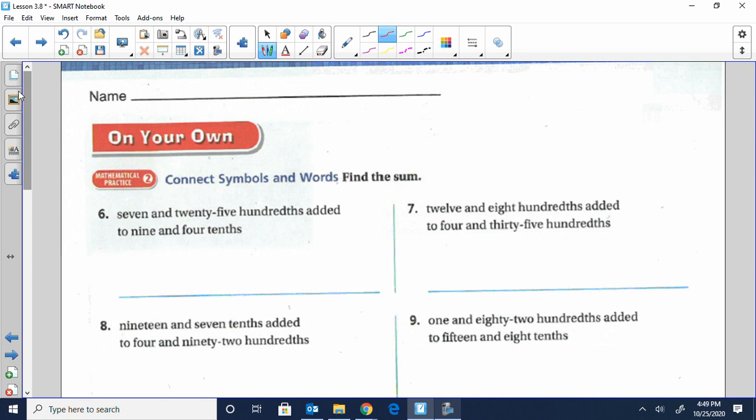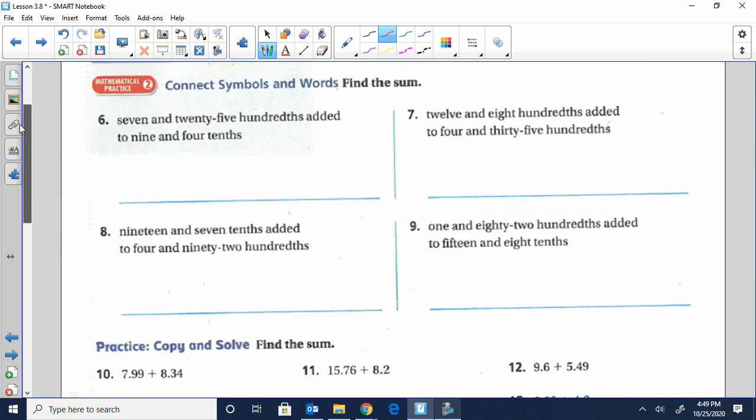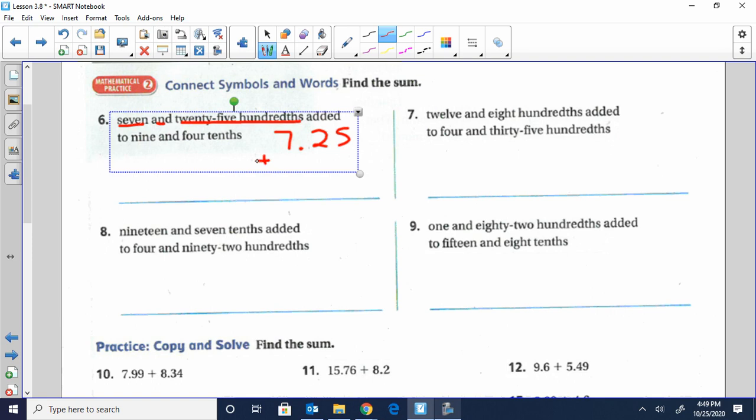You can also do this with word form, and we're going to go ahead and do 6 and 7 here. Number 6 says 7 and 25 hundredths. So 7 and 25 hundredths. And we're going to add that to 9 and 4 tenths. The decimal points will line up.